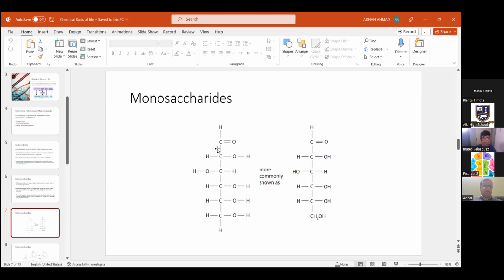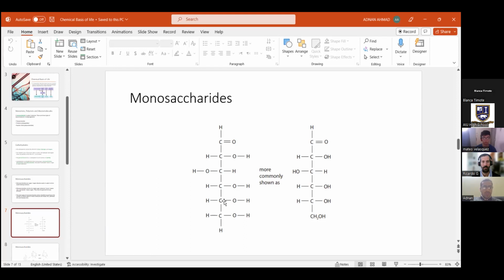If you look at this carbon, it has formed 2 bonds with oxygen, one with this hydrogen, and the 4th one with this carbon. This carbon also has 4 bonds: 1, 2, 3, and 4. So all the carbon atoms in these carbohydrates have 4 bonds.